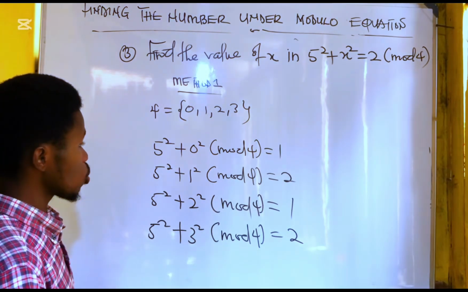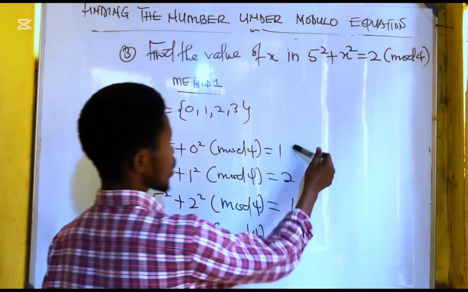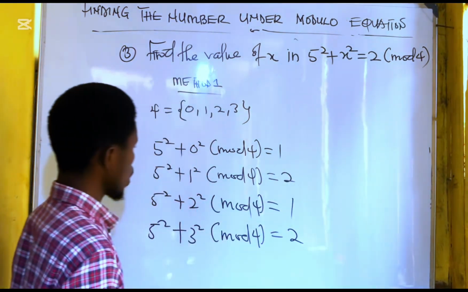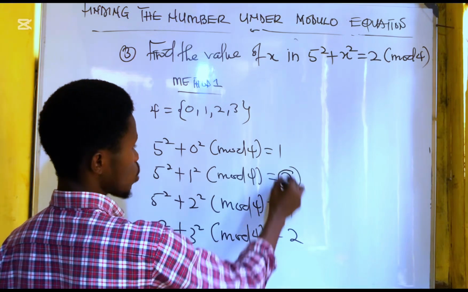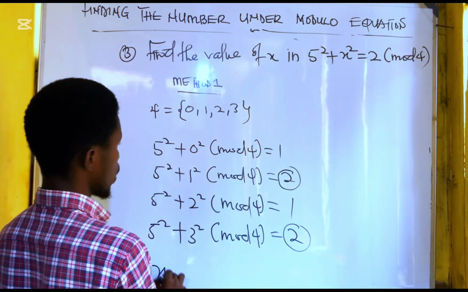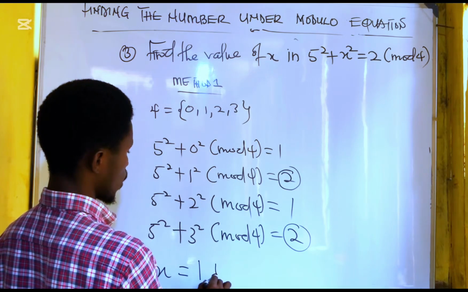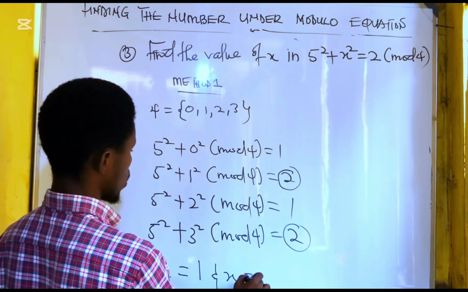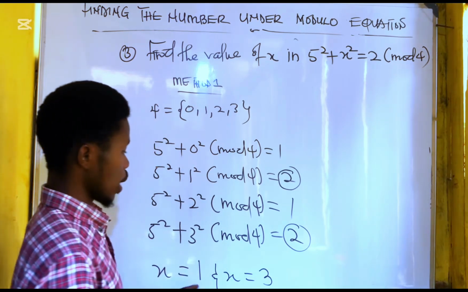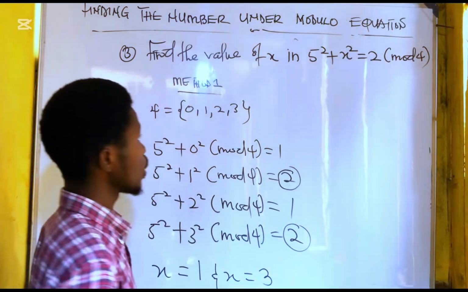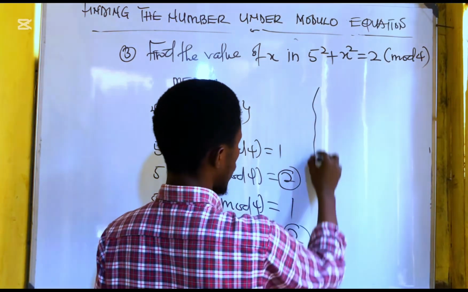Now after getting this one, we are going to look at the ones that are giving us 2. So here you realize that we are getting 2 here and here. Means that our x is 1 and x is what? 3. So the answer will be 1 and 3. Now let's use the other approach.